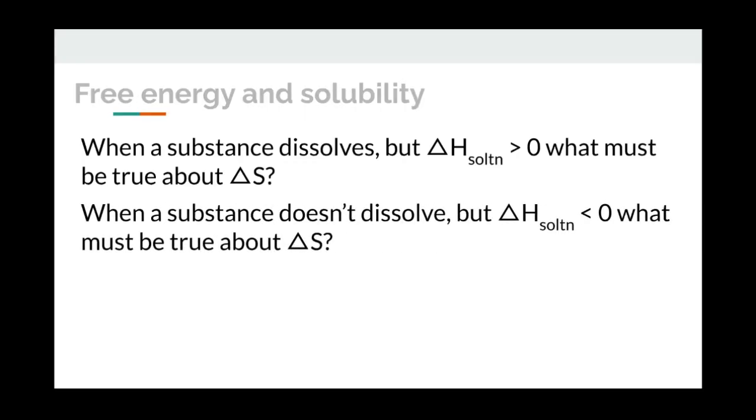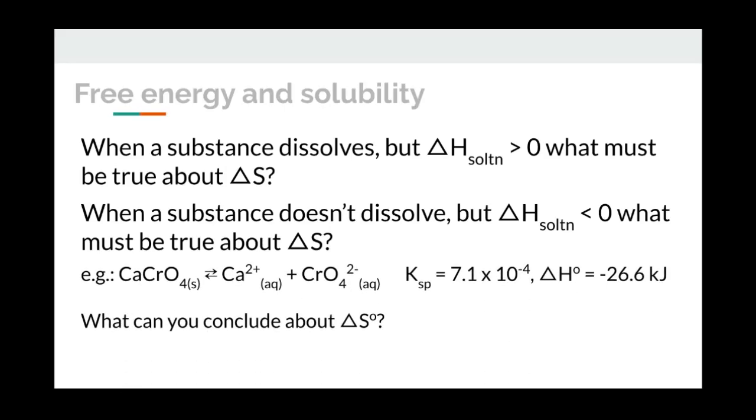Here's a different question that's kind of related. When a substance doesn't dissolve, but delta H is less than 0, so it's exothermic, which tends to be spontaneous, what must be true about delta S? Well, if this reaction does not occur spontaneously, then that means that delta S must be a negative number. In other words, there's a decrease in entropy such that the reaction will not occur spontaneously.